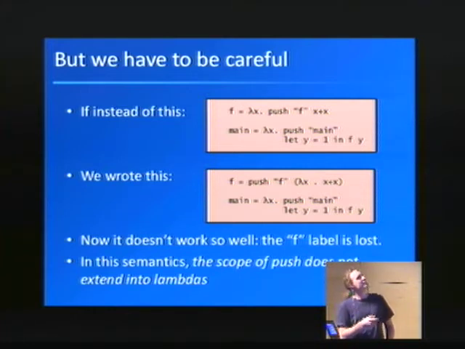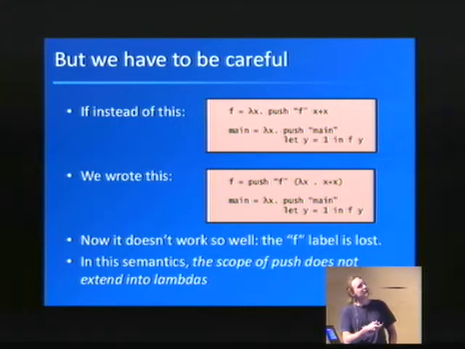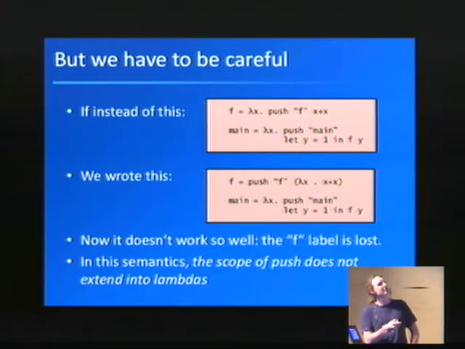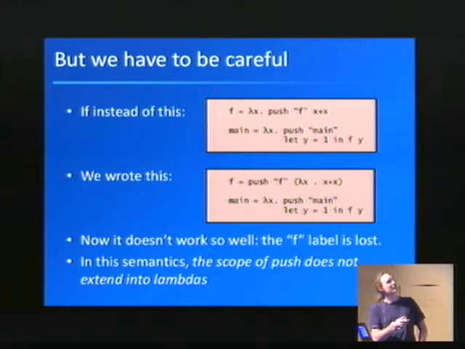It turns out that if you had written the push not inside the lambda in the definition of f, but outside the lambda, then it doesn't work so well. Because what's the stack when you make the call of f here? Well, you have to evaluate f, and during the evaluation of f, you push f on the call stack, then end up with a lambda.